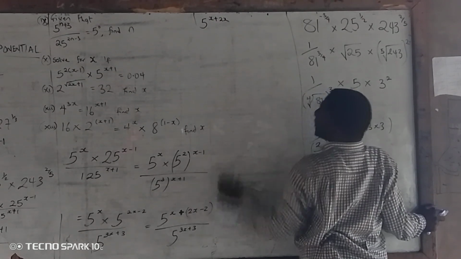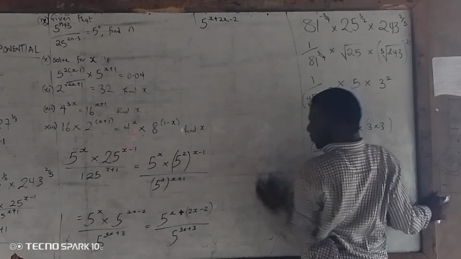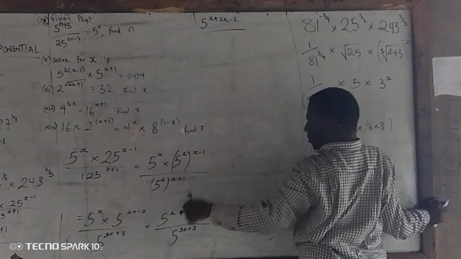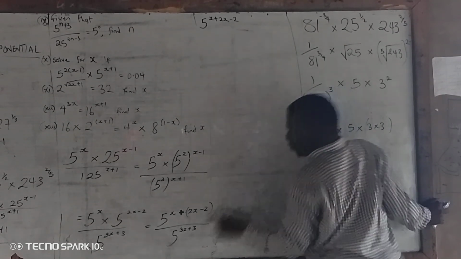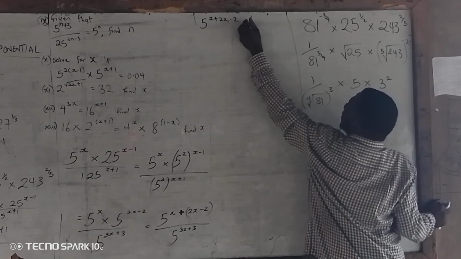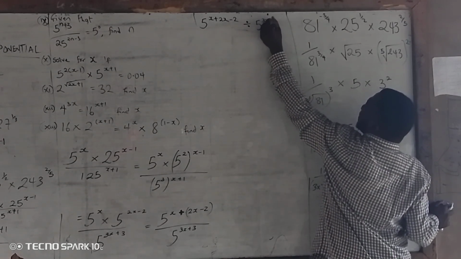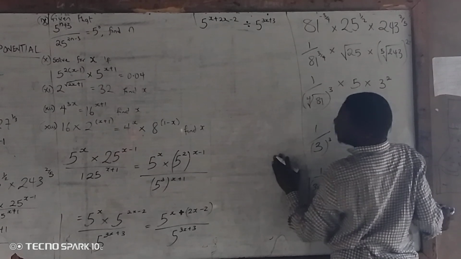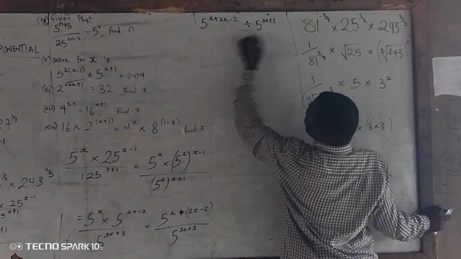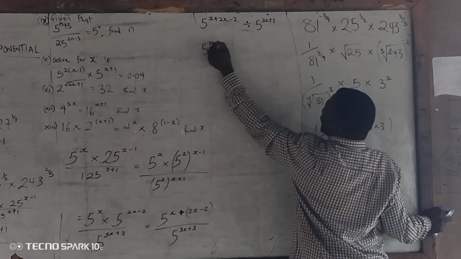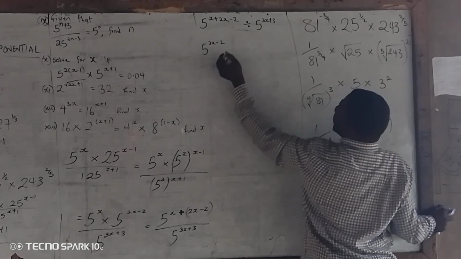1 times negative 2 will give you minus 2. So, and we have over. Okay, let me just simplify. This over means divided by 5 raised by 3x plus 3. So, from law of indices again, let's simplify this first. This will be 3x, 2x plus 1x is 3x minus 2.